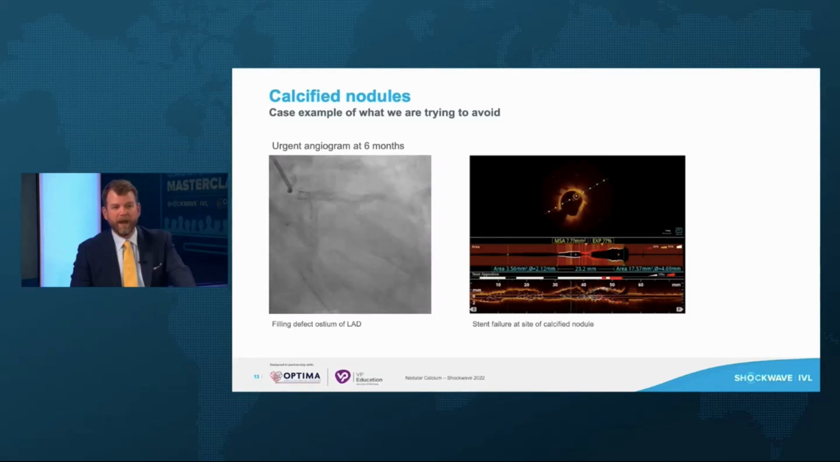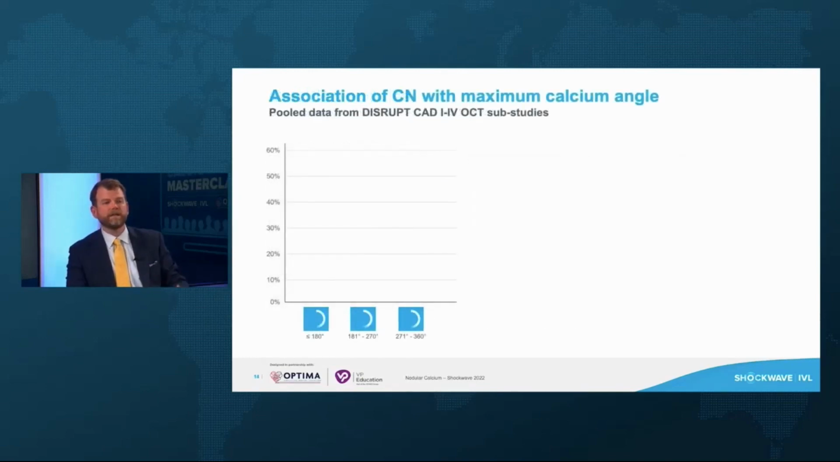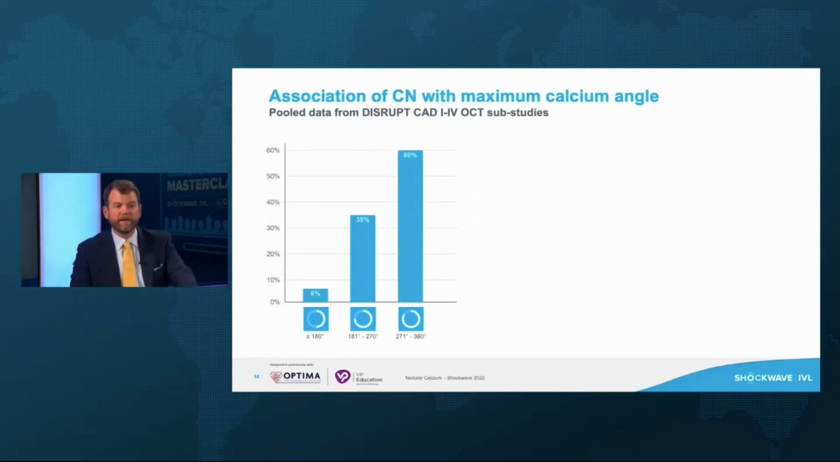Again, because of that poor MSA, illustrated on OCT, as you can see on the right side here, showing reprotrusion of that nodule into the lumen, causing the stent failure, the patient presented back with an acute coronary syndrome. Now, the lucky thing for calcified lesions is that they are often associated with big calcific arcs.